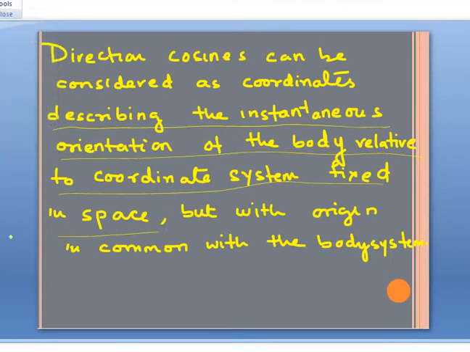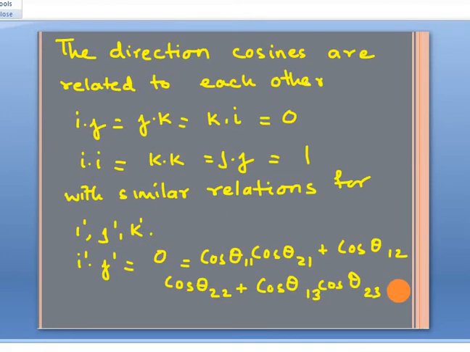Okay. Now, once you have understood the need for direction cosines, let us find out the properties. The direction cosines are related to each other, since both coordinate systems are Cartesian. So i dot j is equal to j dot k is equal to k dot i is equal to 0. That we know already. i dot i is equal to j dot j is equal to k dot k is equal to 1. This is also known to us, with similar relations for i prime, j prime and k prime.